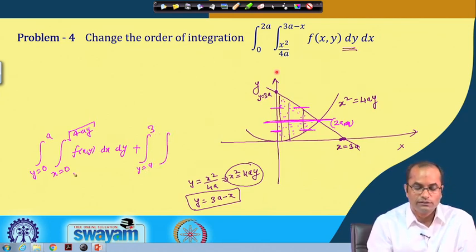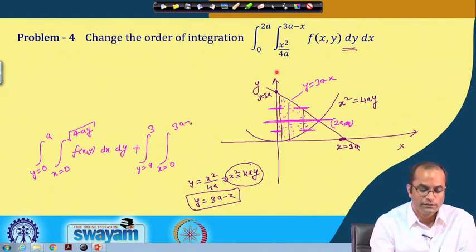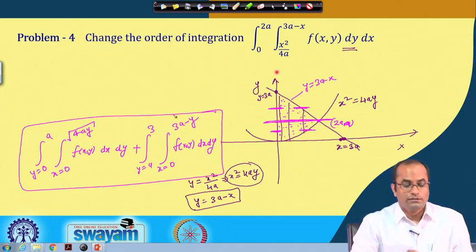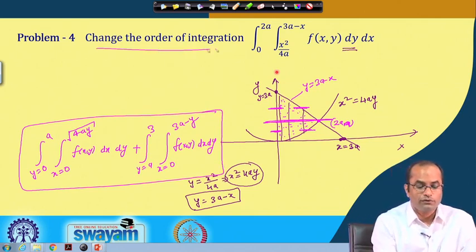Now, for the range of x, it is from this line to that line. So, here x goes from 0 again to this line, which was y equal to 3a minus x. That means x is 3a minus y, and then we have f(x, y) dx dy. So, this is the change of order of integration.